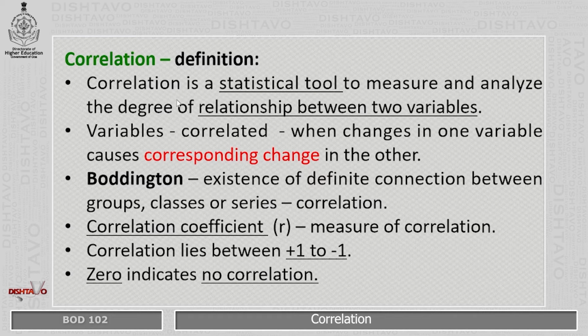Correlation is a statistical tool to measure and analyze the degree of relationship between two variables. So here the variables are correlated when changes in one variable cause a corresponding change in the other. According to Boddington, the existence of a definite connection between groups, classes or series is called correlation. Basically it is calculated by using the correlation coefficient, which is designated as r. It is the measure of correlation. Correlation lies between +1 to -1 and 0 indicates no correlation.